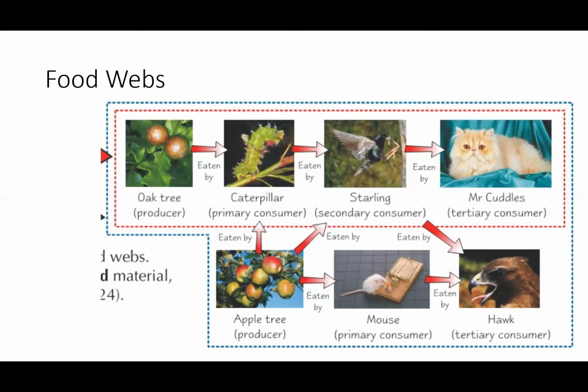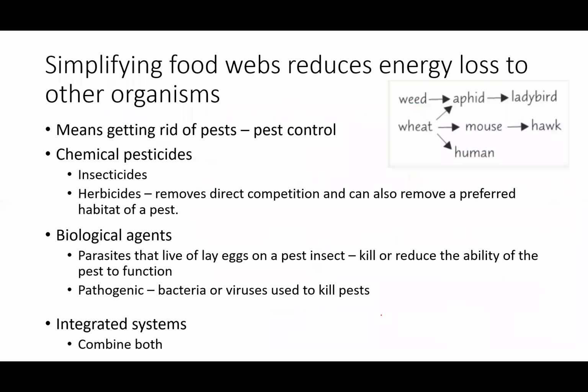Decomposers, so things like fungi, are also part of food webs. So that's important to remember, and they break down dead or undigested material, and they allow nutrients to be recycled. So they're really, really important. So farming practices can increase the efficiency of energy transfer.